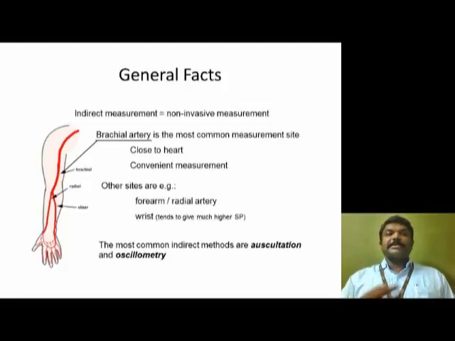So the brachial artery is the best location where we can get a close approximation of blood pressure. Now there are other sites, the forearm, radial artery, wrist, and many different locations where we can measure blood pressure. But the optimal one is the forearm, where the brachial artery is located.